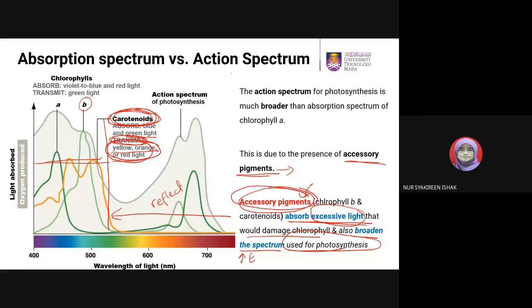Okay, what does reflect and transmit mean? If this is a leaf, reflected is like this. Transmit, it passes through the leaf. So at the top you can see it is green, green if it is chlorophyll. At the bottom you can also see it is green.